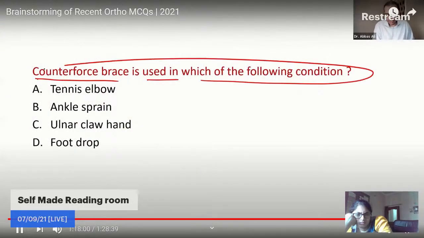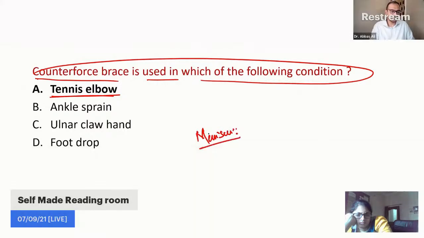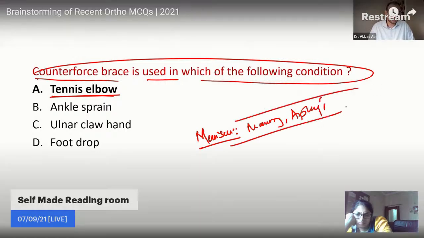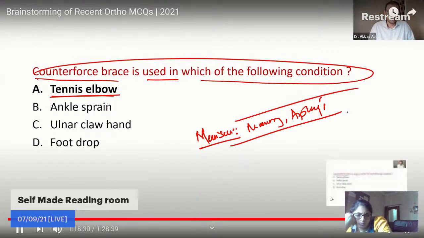Counterforce brace is used in which of the following conditions? Tennis elbow. Yes. Now let me ask you this question. What are the tests for meniscal injuries? McMurray. Yes. Apley's grinding test. Yes. But what is the best test? Best test for meniscal injuries. I told you this in class. Joint line tenderness.